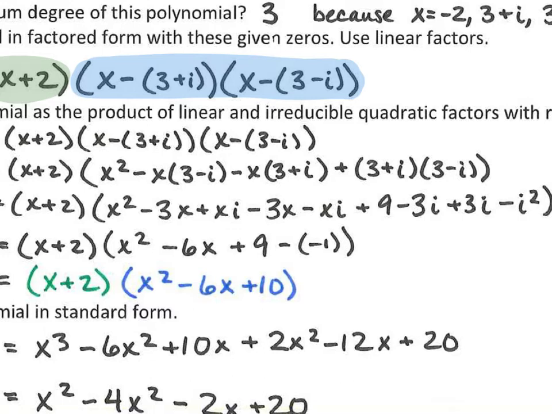There's a whole bunch I can cancel out. I have positive xi and negative xi. I have positive 3i and negative 3i. And if I condense all of that down, I have like terms of negative 3x and negative 3x. Those will add together to make negative 6x. And then I have that 9. And then the negative i squared, which is like doing 9 minus negative 1, which is like 9 plus 1. And voila, I have arrived at my linear factor and my irreducible quadratic factor.